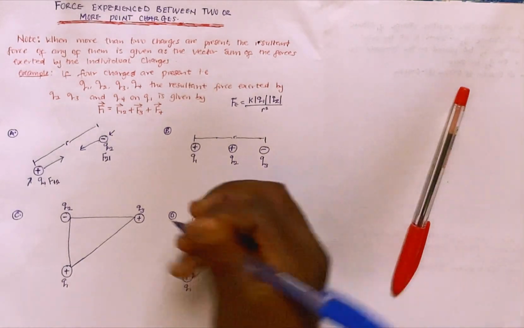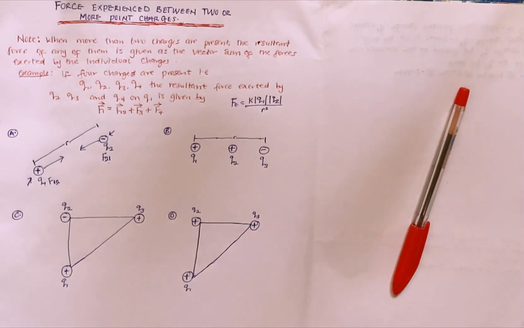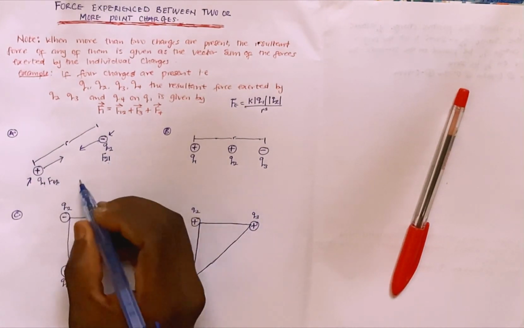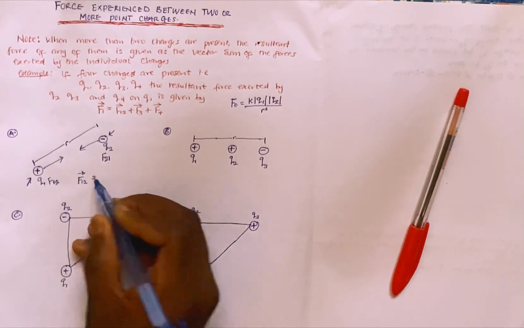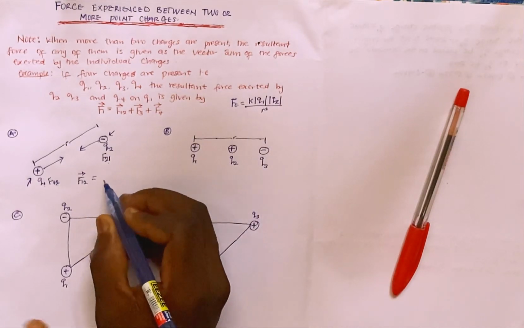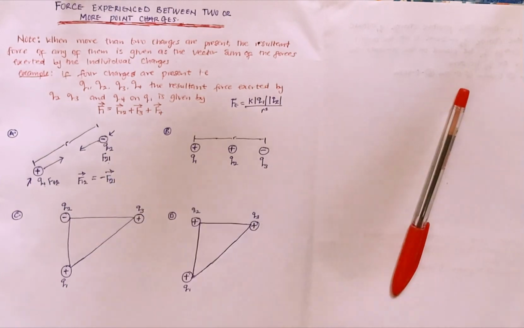Now, looking at this, I'm having my F12 here and also my F21. If I want to specify the direction of the force, this one is moving in the positive side, and this one is moving towards the negative side. That means I'm going to have F12 equal to negative F21. That's just it. Can you see this now?